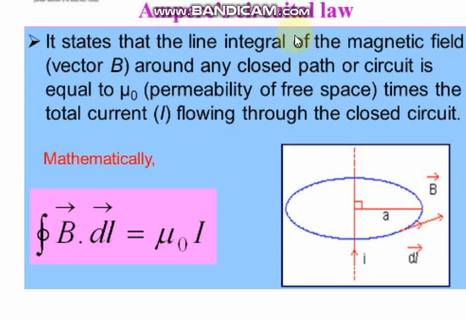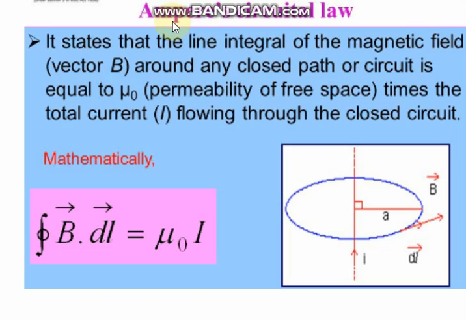Another important law which we use to determine the magnetic field B at any point P due to a current carrying wire is Ampere's law, and it states that the line integral of the magnetic field around any closed path or circuit is equal to mu naught times the current I enclosed by that closed loop.